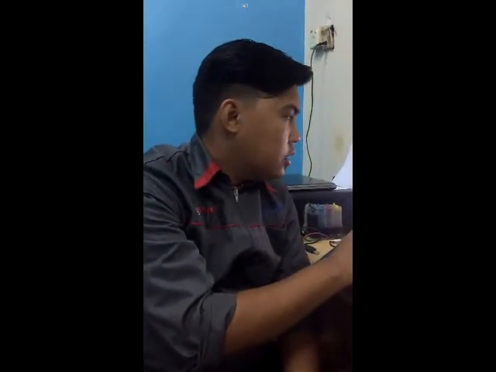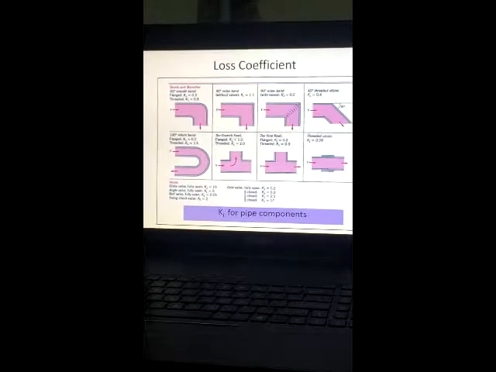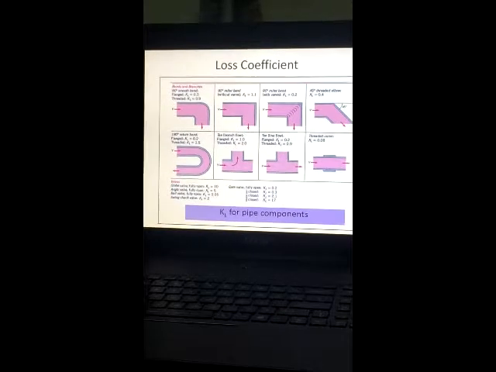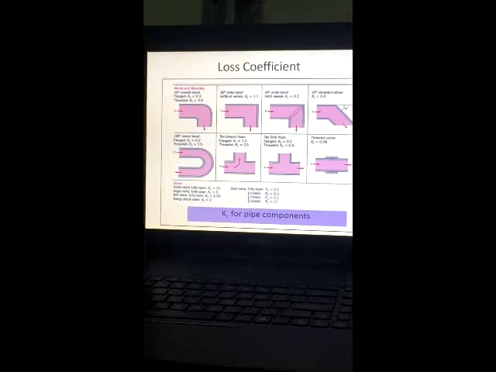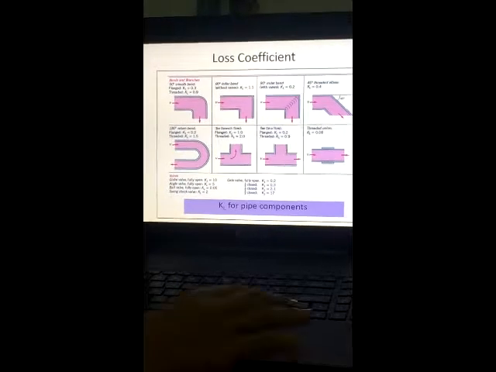So this is the introduction for our project. This is a loss coefficient that we use. You can see the different types. The loss coefficient we have 8 here that mostly used for the connected.